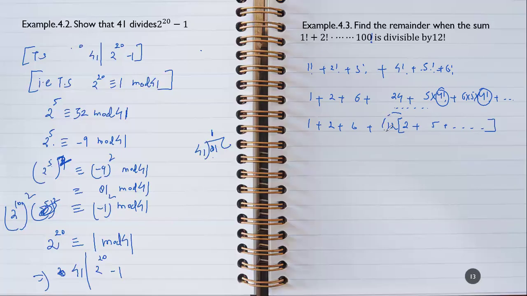So this part will give you 0 mod 12. This whole portion is completely divisible by 12. Only this portion will remain, that is 1 plus 2 plus 6, which is 9, and 9 mod 12 is 9. So the remainder is 9. Only 9 will be remaining. Understood? Now come to the next question.